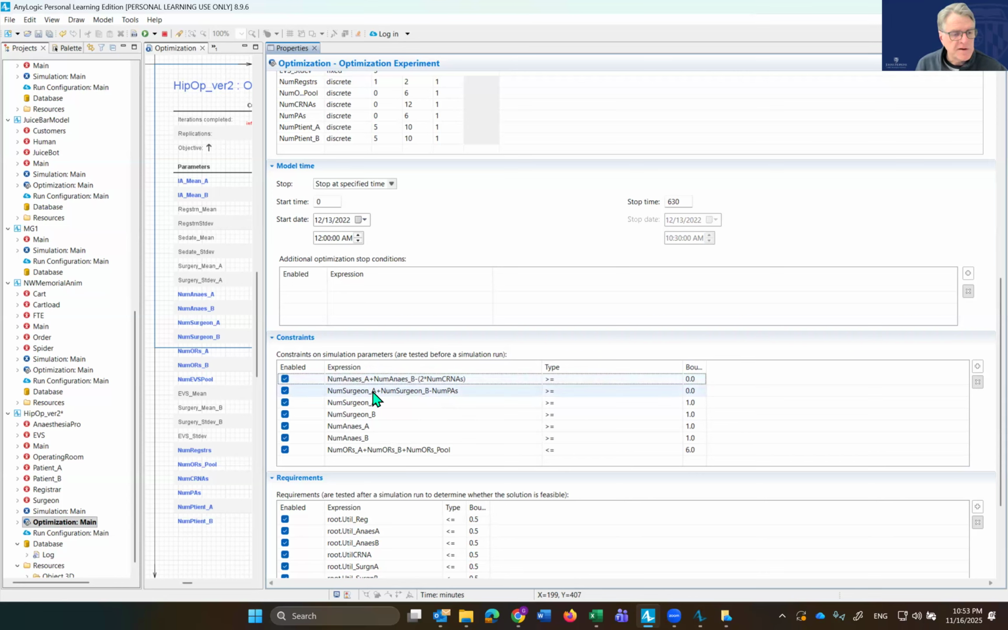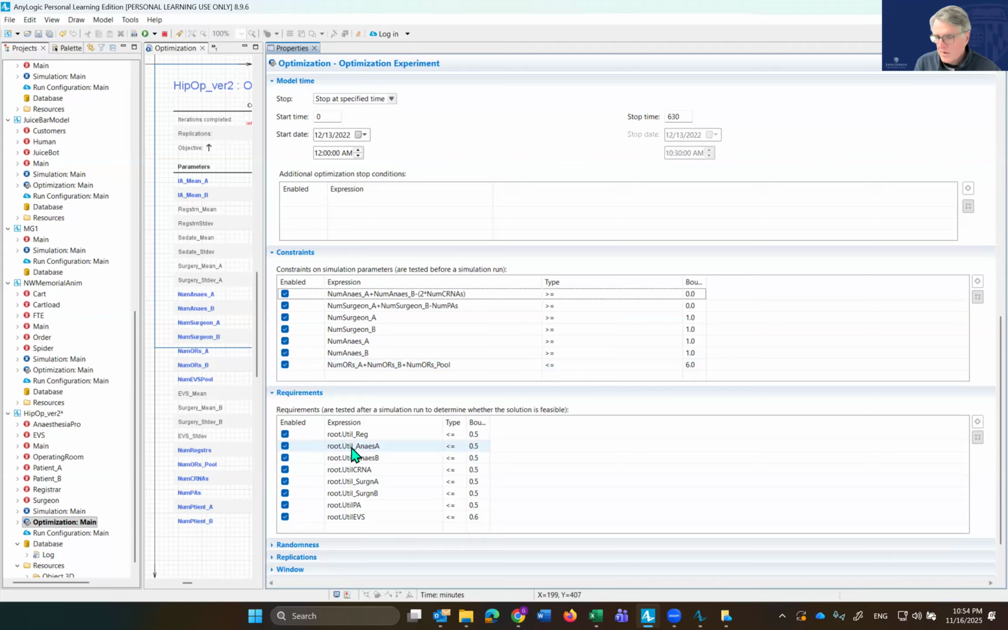And then same sort of idea for the surgeons. We cannot have the number of PAs exceed the number of surgeons, so that enforces that constraint. Also forcing you to put one surgeon into track A dedicated, same for B. One anesthesiologist has to be dedicated to track A and B. And then the total number of ORs dedicated to track A and B and in the pool must be less than or equal to 6. Okay, so those are enforcing those requirements on the staffing, and also on the ORs.